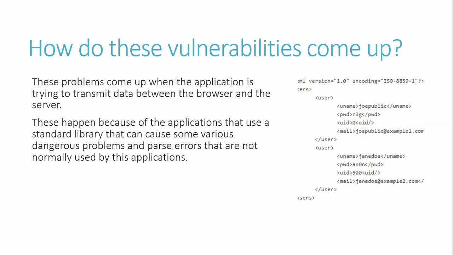So how do these vulnerabilities come up? Usually these vulnerabilities come up when they're trying to transmit data, so usually when they're bringing information from what I've given them into the server and letting the server process it. These can happen mostly because they're using a standard library that has some interesting and really dangerous parse errors, and that can cause errors that allow people to hack in and exploit your systems.